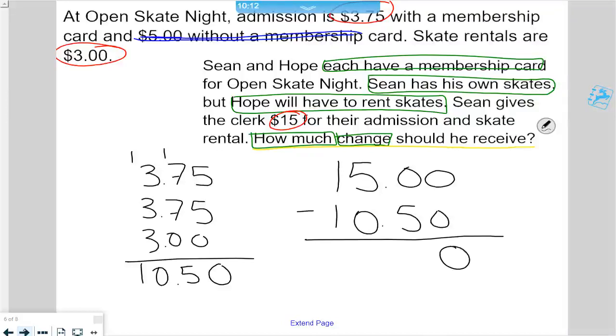0 minus 0 is 0. We're going to take 5. 10 minus 5 is 5. 4 take away 0 is 4. So Sean's going to have $4.50 to use at the snack bar.